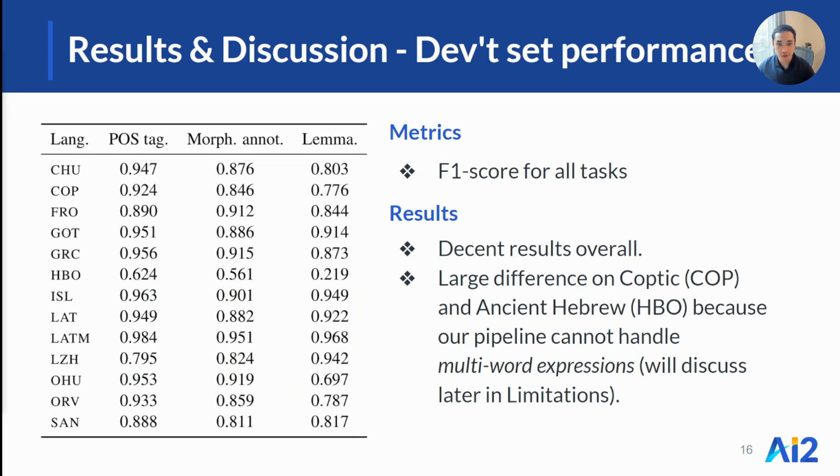We also look into the performance on the validation set. Here we use the F1 score for all tasks. The results are quite decent, but you might notice that the performance on Coptic and Ancient Hebrew is drastic because our pipeline cannot handle multi-word expressions. For some background, in the shared task, we also need to provide annotations for these subtokens. But if I have to do it using our contextual embeddings, I need to substitute the subtokens with the full expression. But that would result in grammatically incorrect text, and that would give worse results overall.